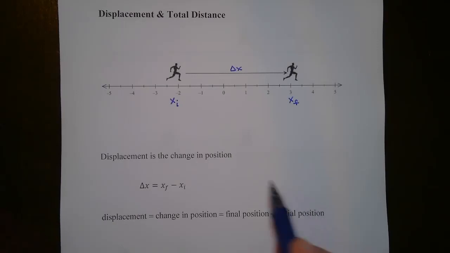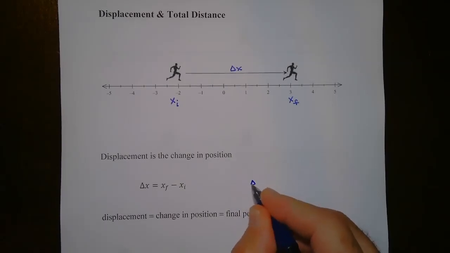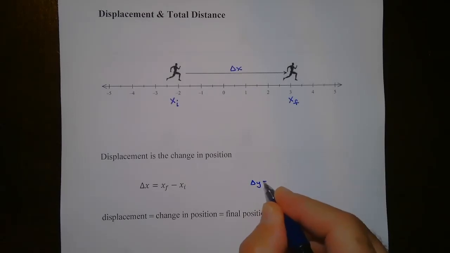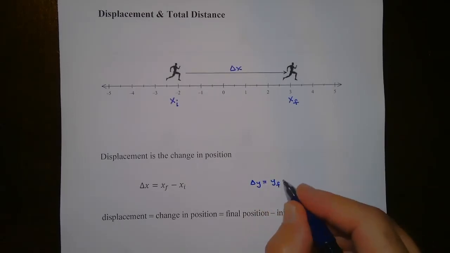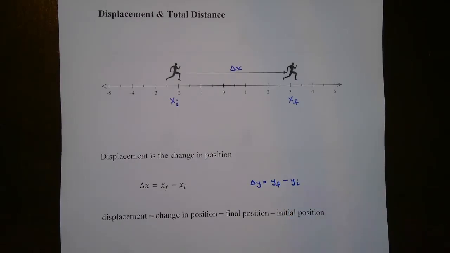Now, this is going side to side, but if we were going up and down, then we would say delta y is equal to the final position of y minus the initial y, y sub f minus y sub i. But it's always, always, always the final position minus the initial position. All right, let's go and do some more work on this.